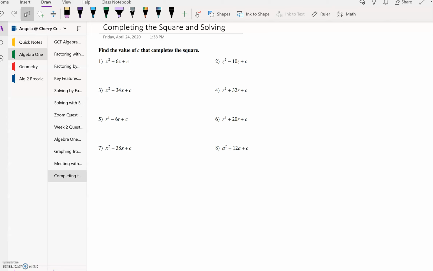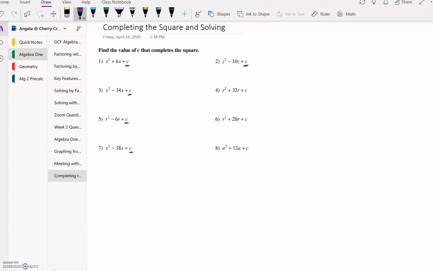Completing the square and using that process to solve a quadratic. All right, guys, here we go. I've brought onto our screen some different examples of just the first step of completing the square. We won't go through all of these examples, but one of the things I want you to notice about each of these problems is you're trying to figure out what this C value is, or what the value would be that would complete the square for this trinomial.